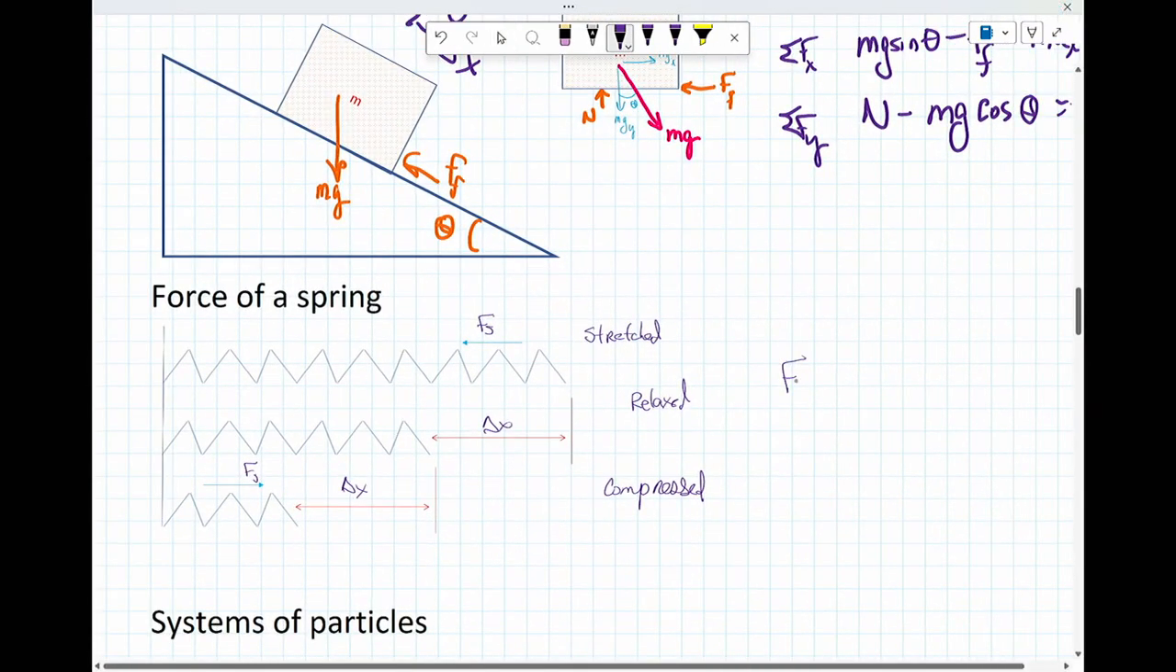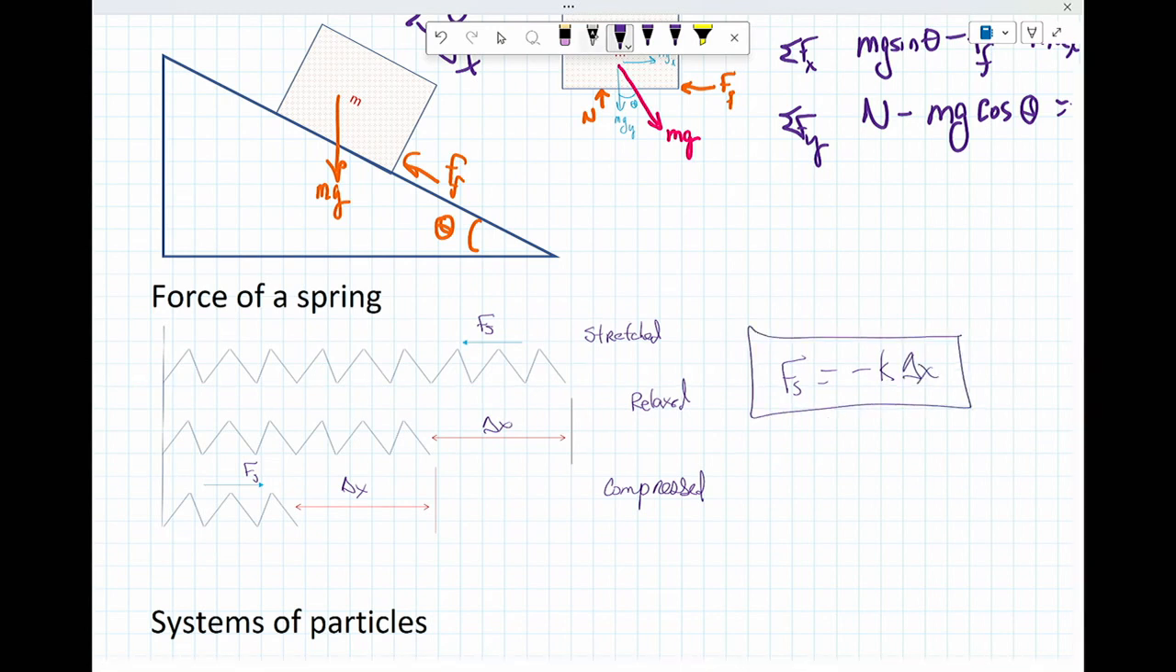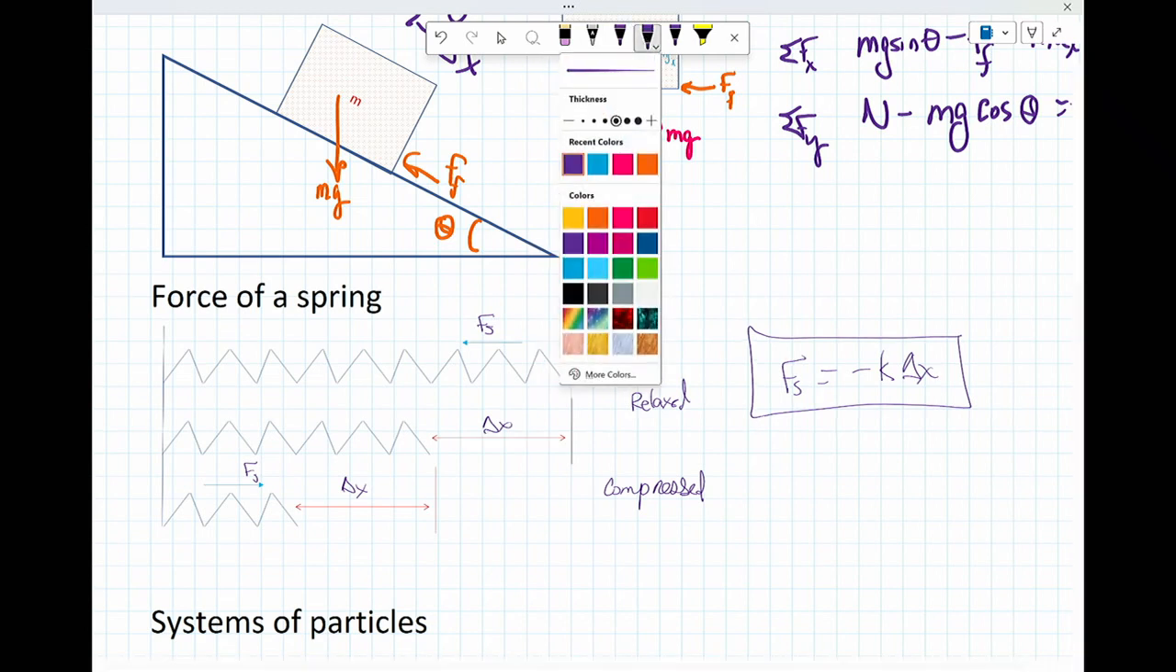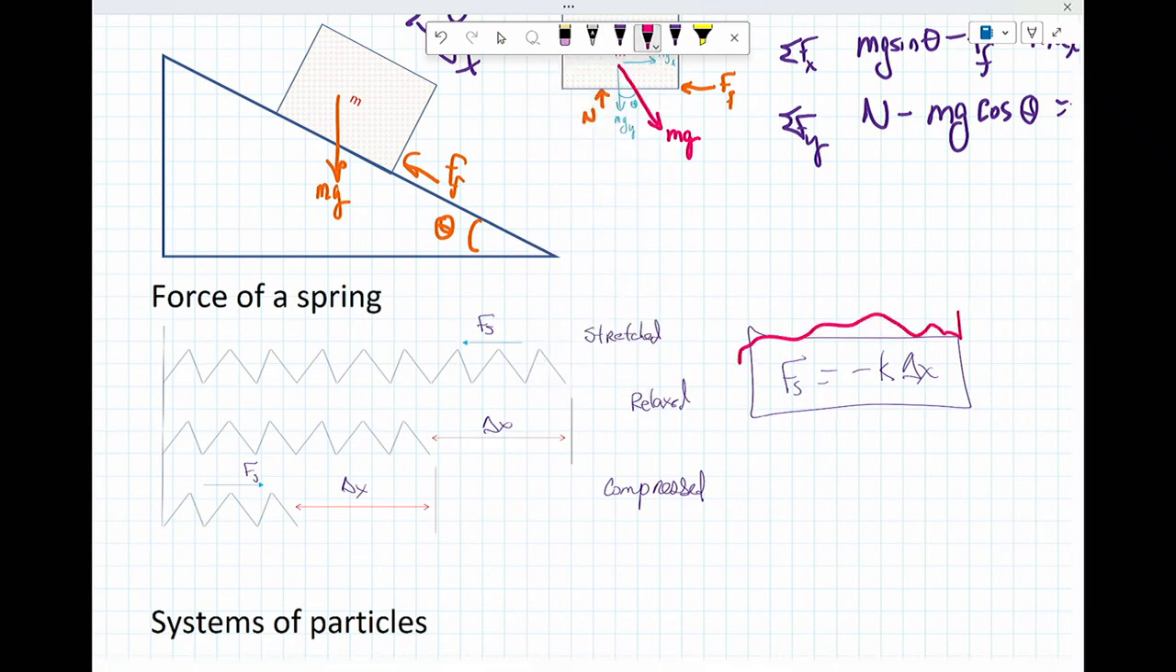And so you have to be very careful, but you'll get this equation. Force of the spring is equal to minus k delta x. k is the spring constant. And in this course, it will have units of force over length.